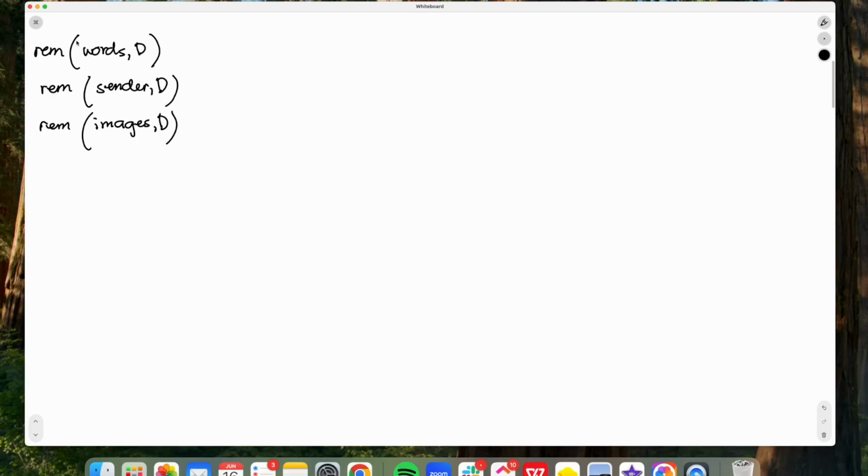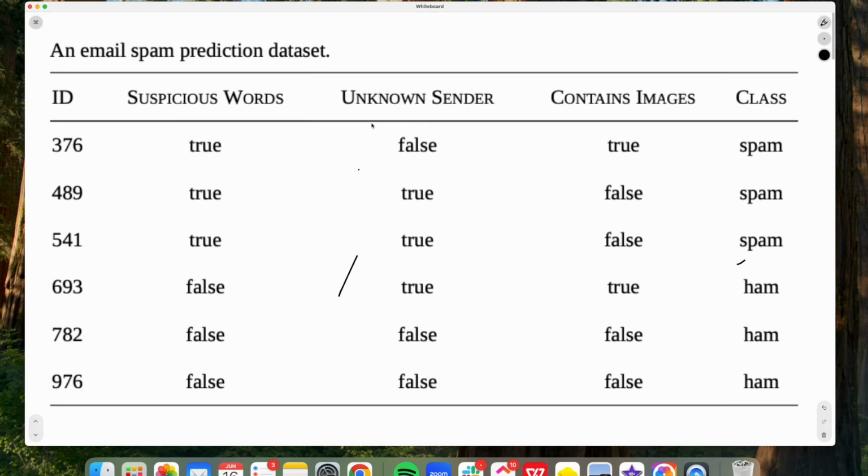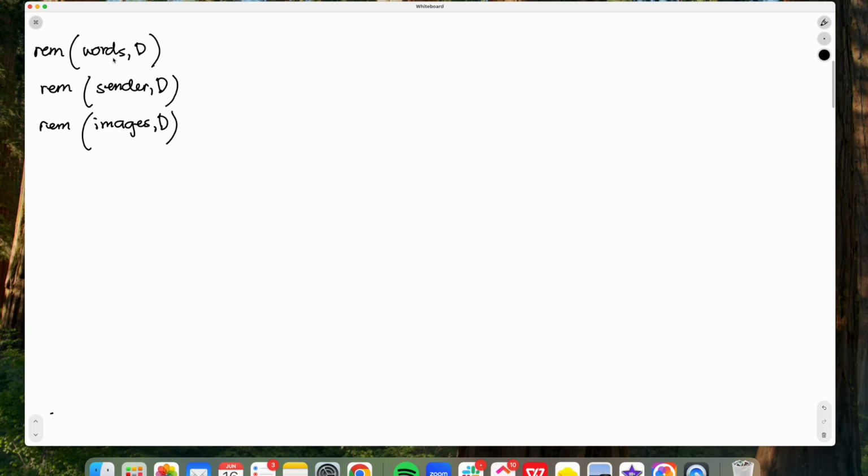We need to remember that we need to solve for the remainder depending on how many descriptive features that we have. Not target features, but descriptive features. So we need to solve for the remainder of suspicious words, remainder of the unknown sender, and remainder of images, suspicious images in the data set.